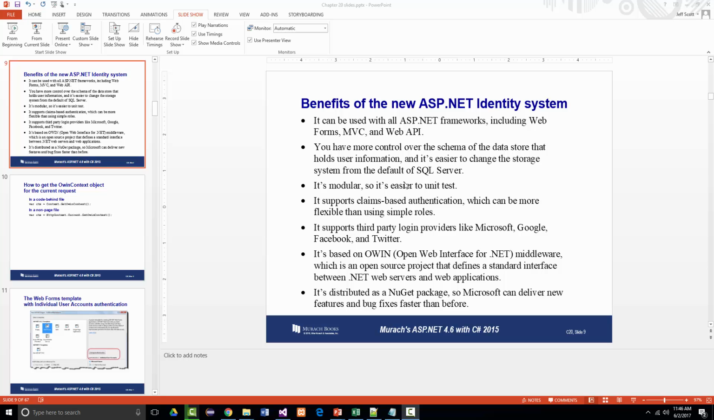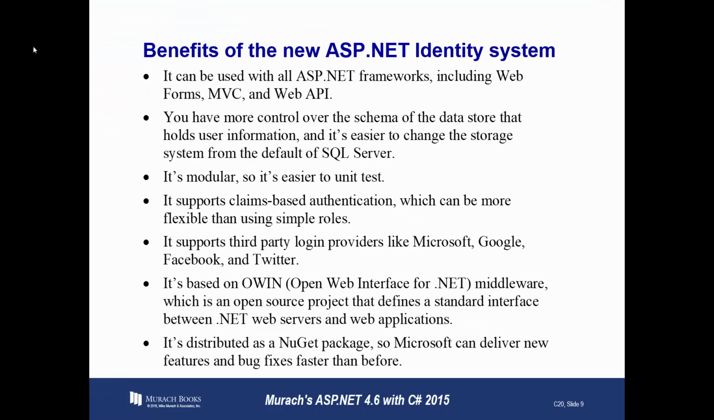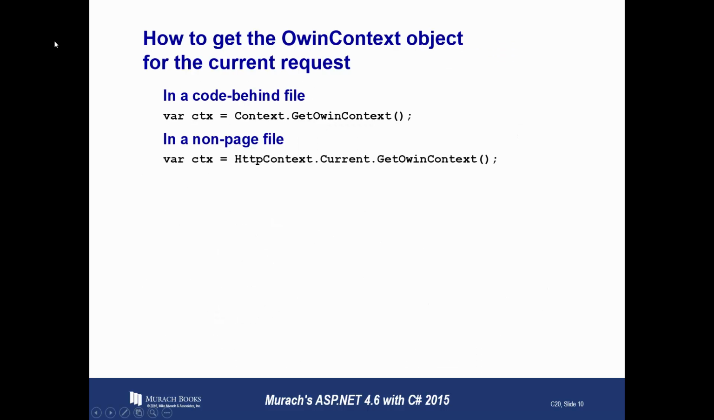Okay, you've got more control, it's modular, it supports third-party logins based on OWIN, and it's distributed as a NuGet package. And the advantage in it, and they mention it here, and it's a really good point: one thing about NuGet is when Microsoft comes up with updates, they can basically push them out to the system and deliver new features and bug fixes faster, and then just have you update by distributing a change onto NuGet. So this is how to get an OWIN context object for the current request. And again, this Identity system replaces the membership system.